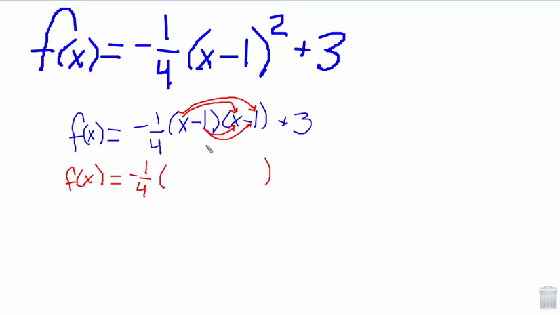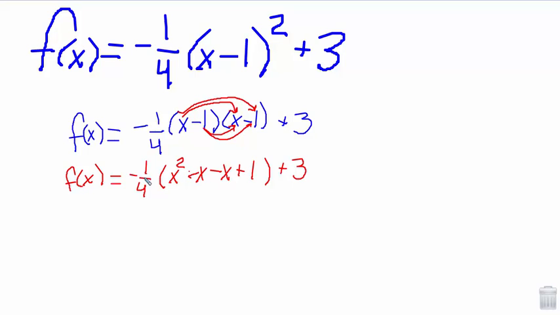So x times x is x squared. X times negative 1 is negative x. Negative 1 times x is negative x. And negative 1 times negative 1 is positive 1. Again, I have the plus 3 on the outside. But when you're distributing here, make sure you keep this in parentheses, because all of this has to be multiplied times this negative 1/4.